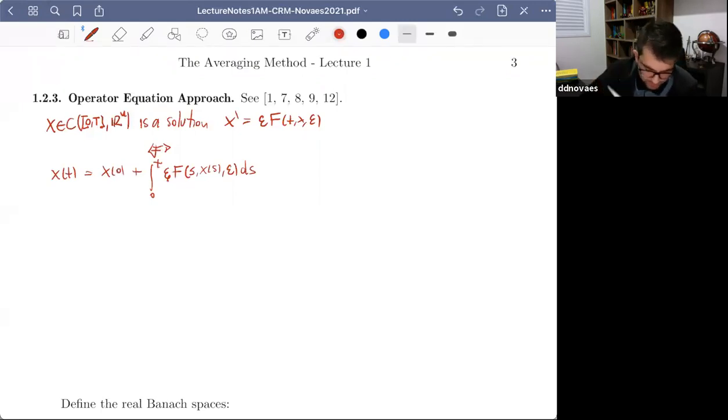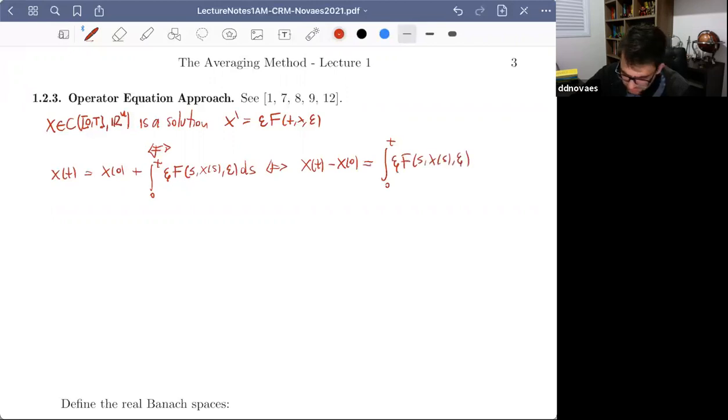We can do the same now. Let's put x(0) on the left-hand side of the equation. This is equivalent to saying that x(t) minus x(0) is equal to the integral from 0 to t of epsilon f(s, x(s), epsilon) ds. So here we can define a linear operator.